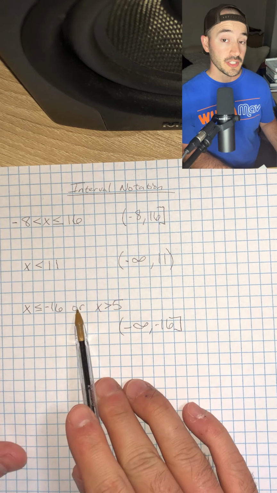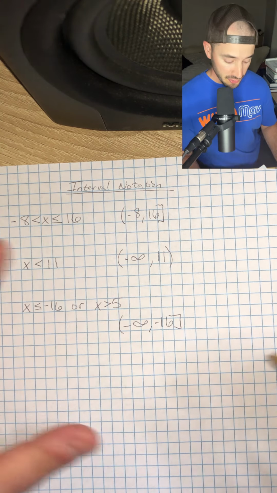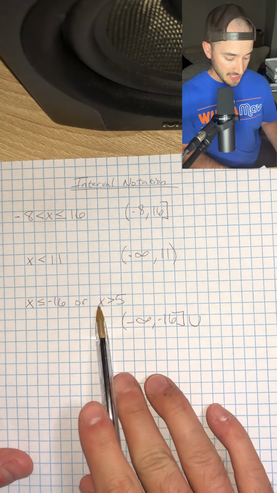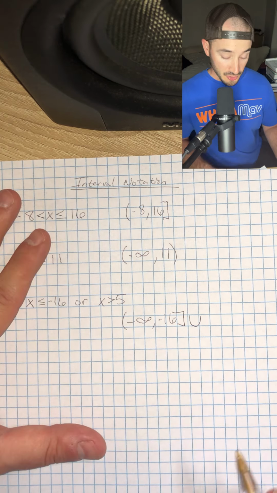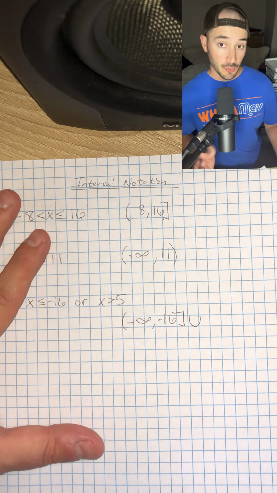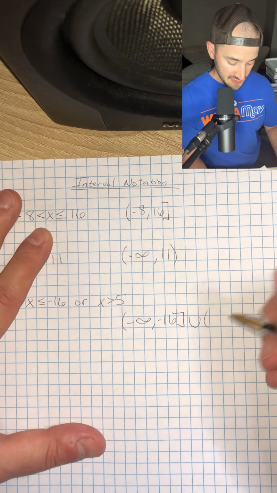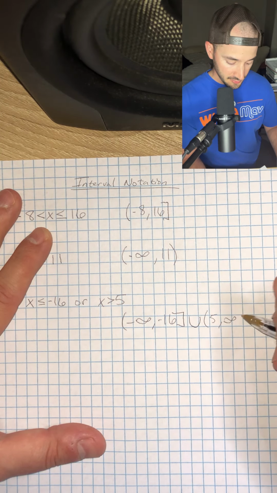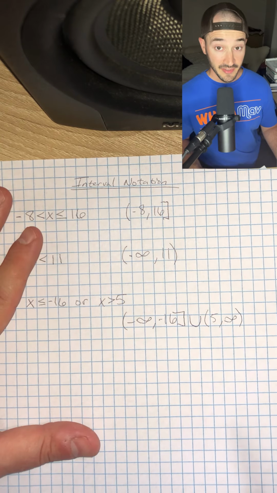Or means that we're going to use union, and the sign for union is just a U, like that. Now we can include the second part. x is greater than 5, so we're not including 5, and we're going towards infinity, so I'm going to put parentheses, 5, comma, +infinity, and then another parentheses, and that's all you have to do.